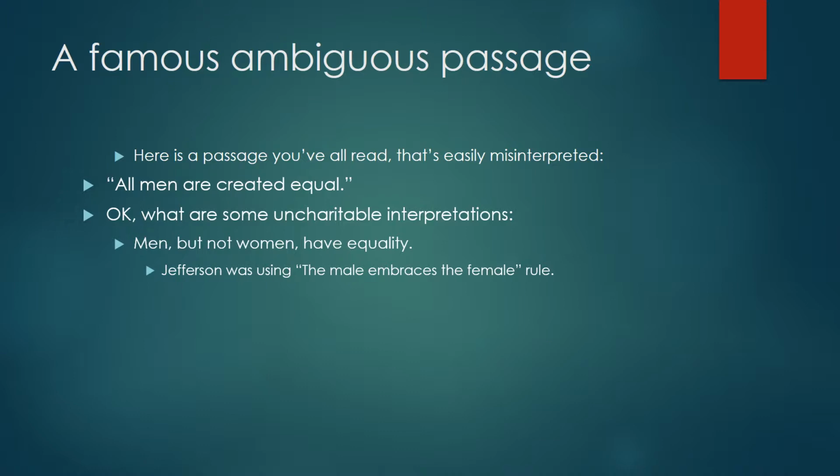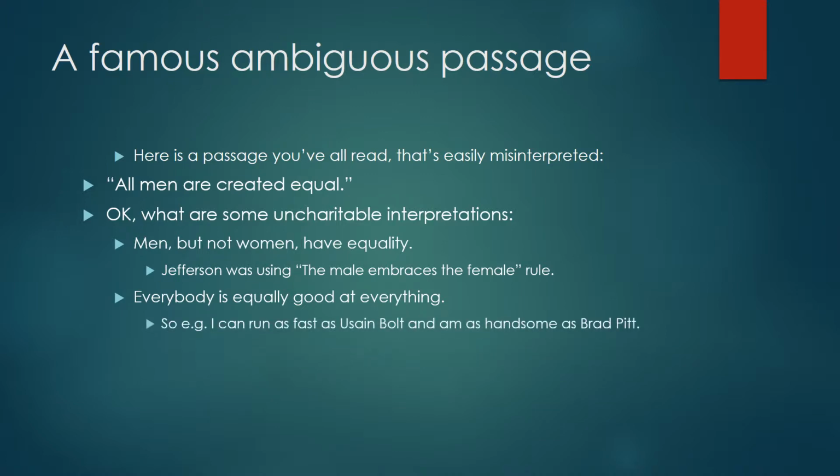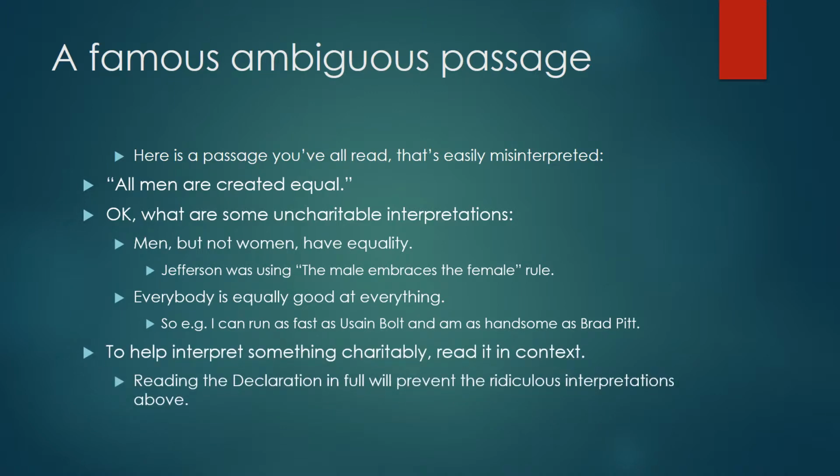Here's another possible uncharitable interpretation: everybody is equally good at everything. The problem with that, well, what do you think? If everybody's equally good at everything, that means that I can run as fast, since I'm a man, as Usain Bolt, and that I'm as handsome as Brad Pitt. Well, sorry to say, but neither of those things is true.